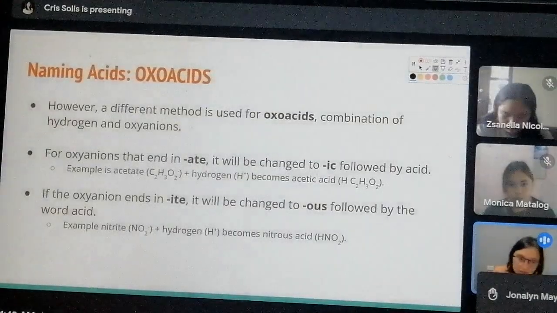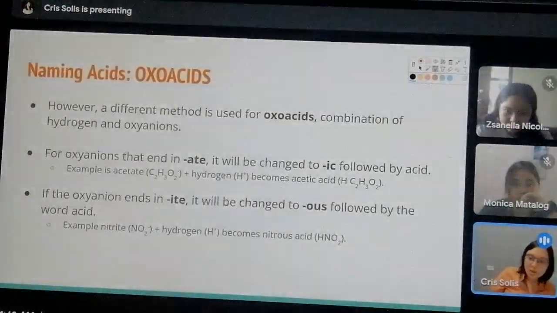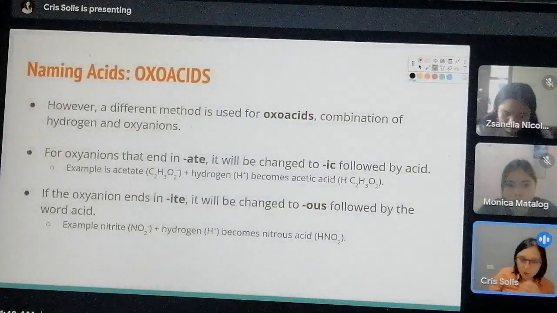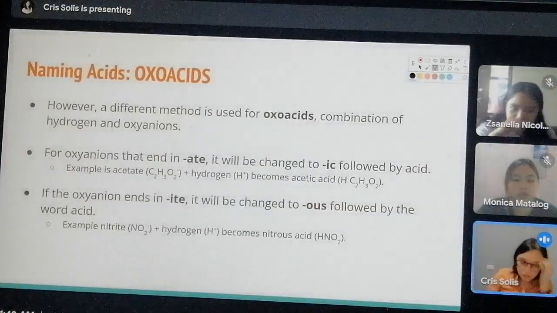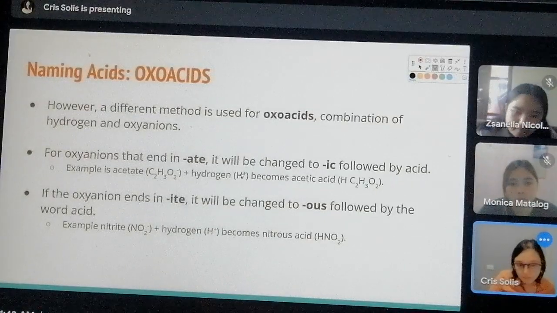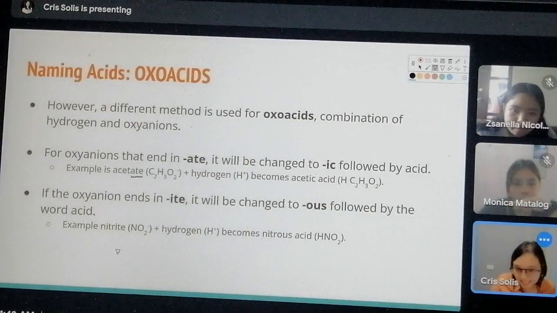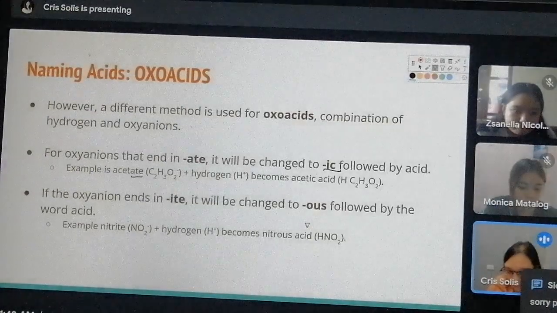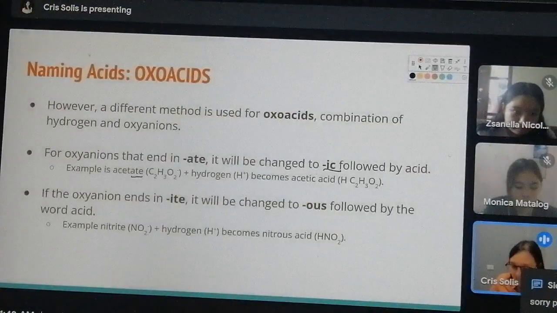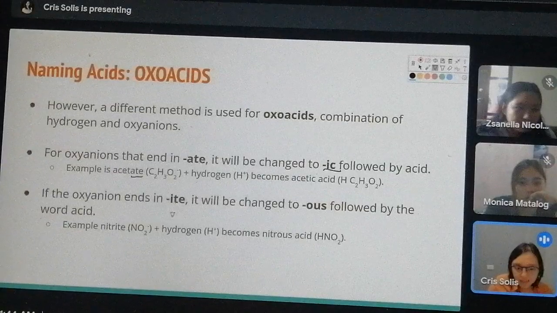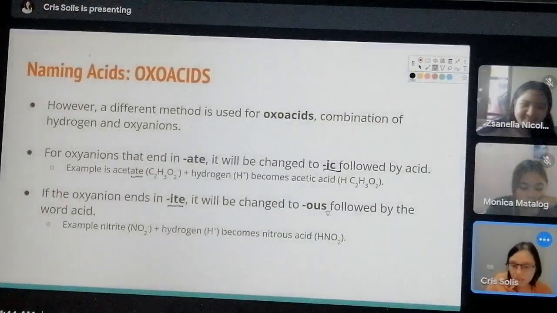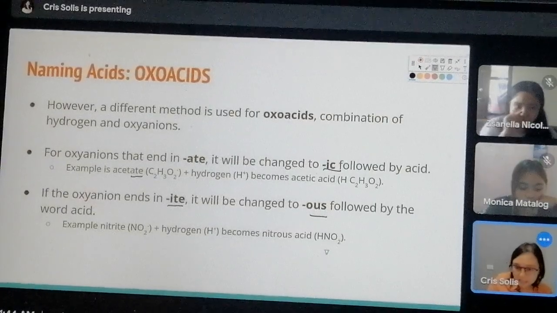Last, oxoacids. Oxoacids are a combination of hydrogen and your oxyanions. If your oxyanion ends with ATE, we change it into IC. But if it ends with ITE, we change it into OUS.